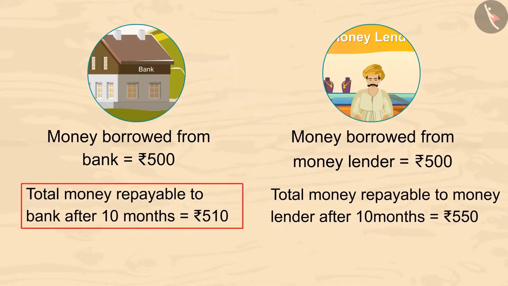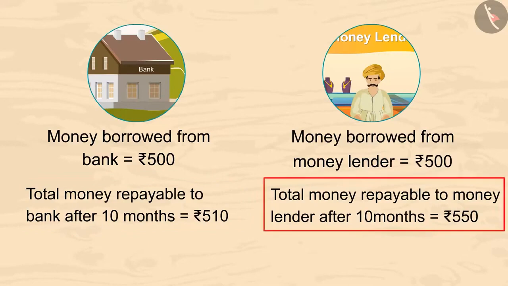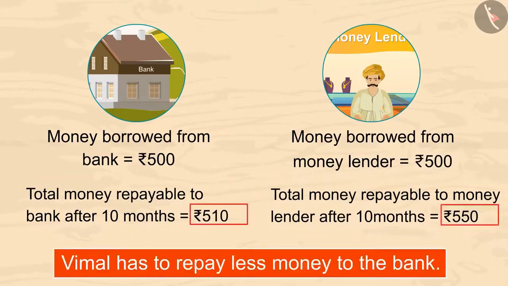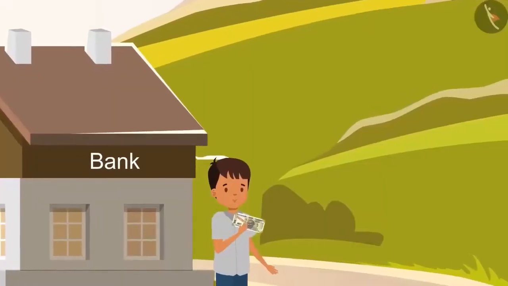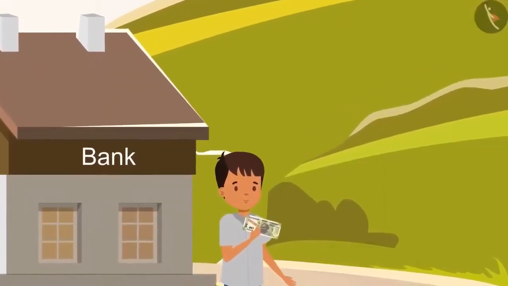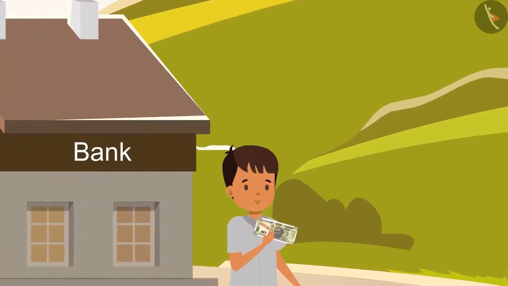After 10 months, Vimal will repay 510 rupees to the bank, while 550 rupees to the moneylender. So, Vimal has to repay less money to the bank. Have you guessed the same? Vimal is good at maths. That's why he has borrowed money from the bank itself.